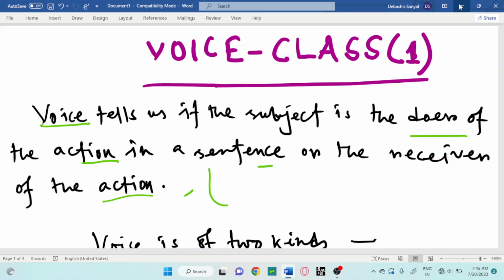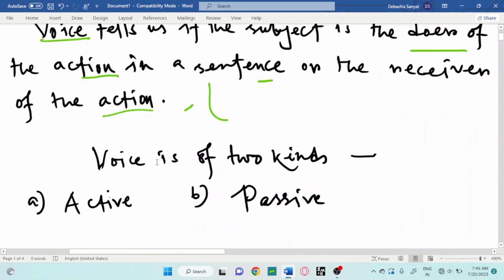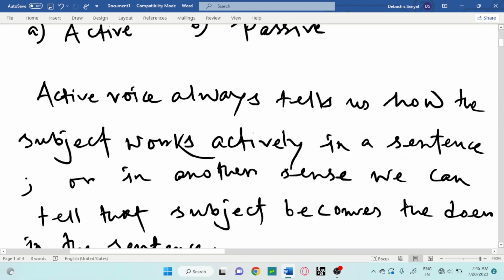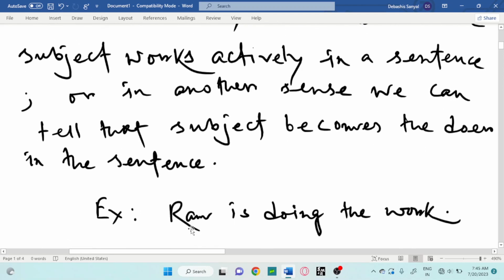Voice tells us if the subject is the doer of the action in a sentence or the receiver of the action. Based on this definition, we may divide voice into two categories. The first one is active voice, and the second one is passive voice. Active voice always tells us how the subject works actively in a sentence, or in another sense, the subject becomes the doer in the sentence.